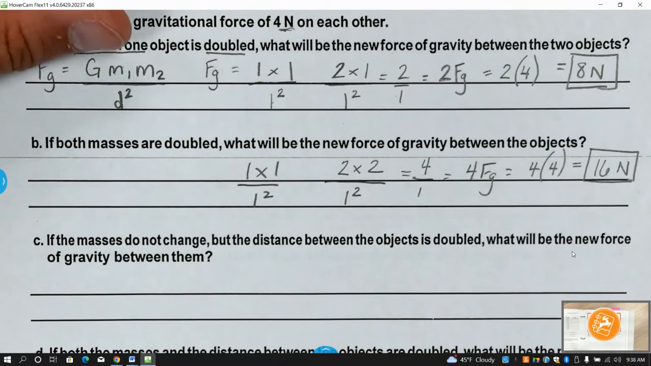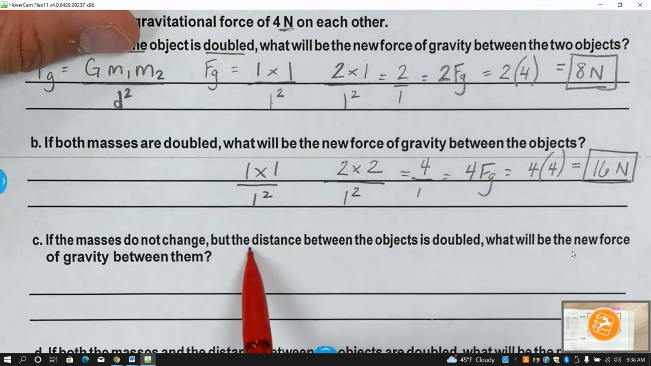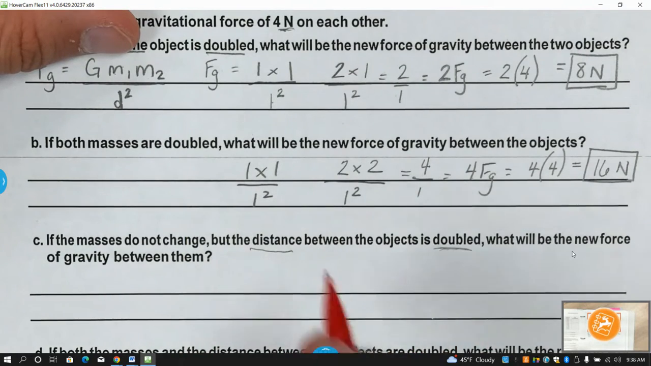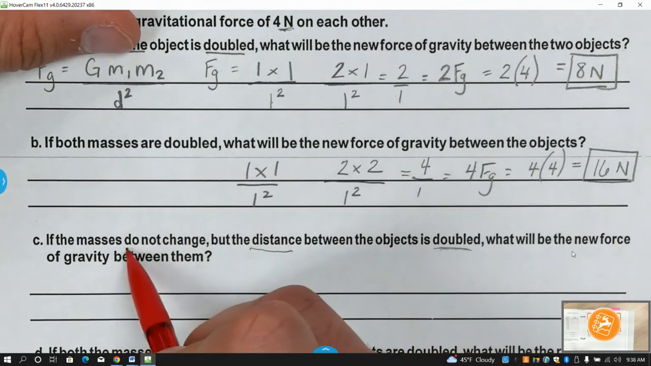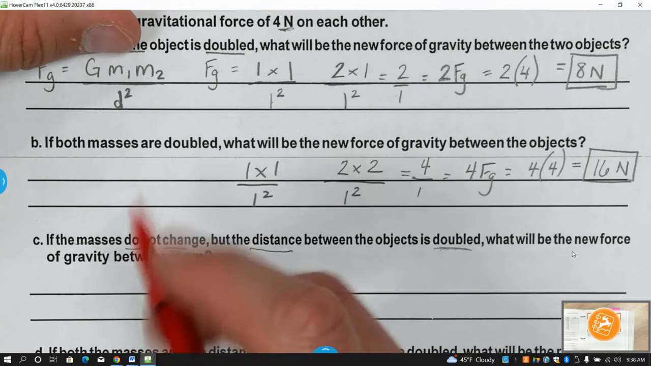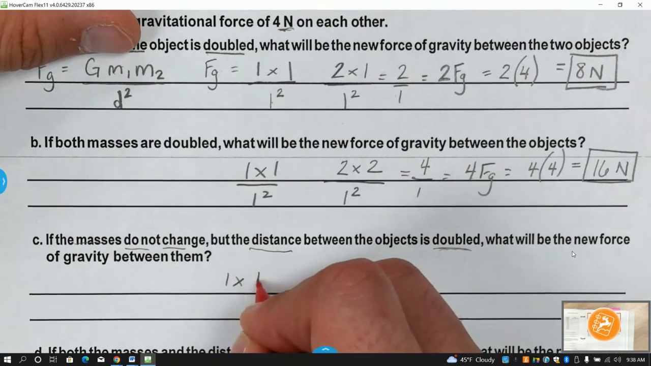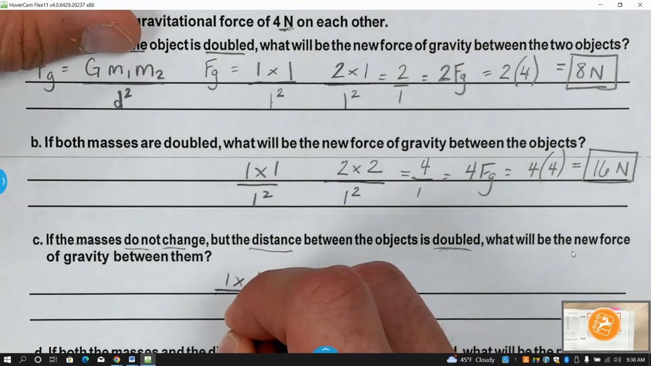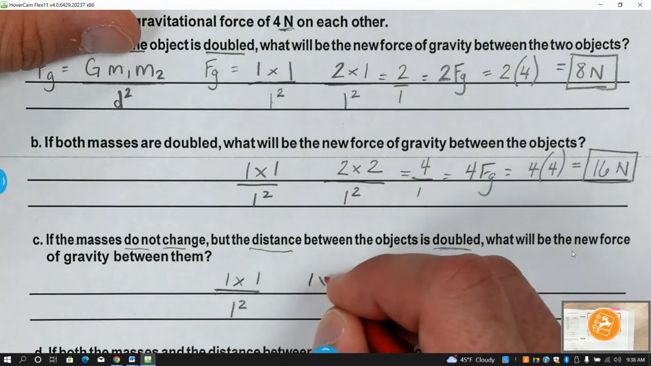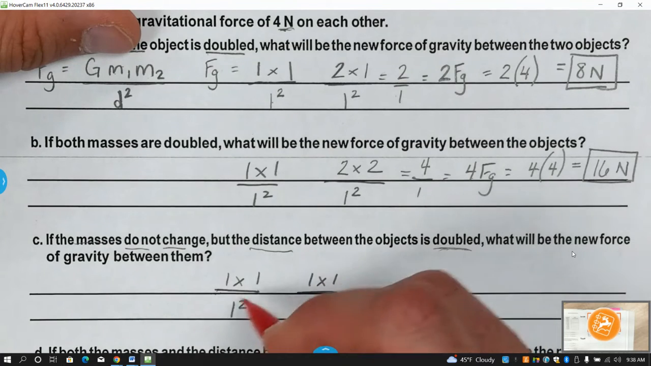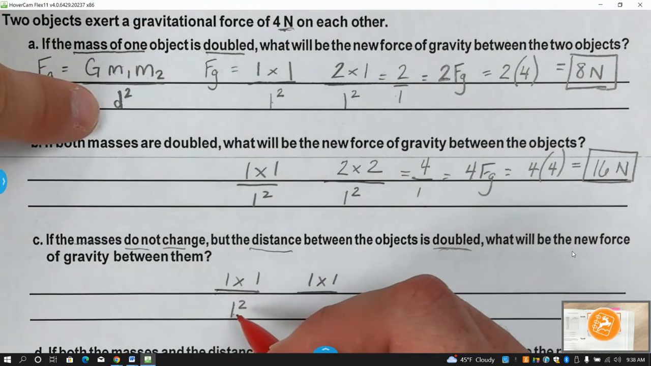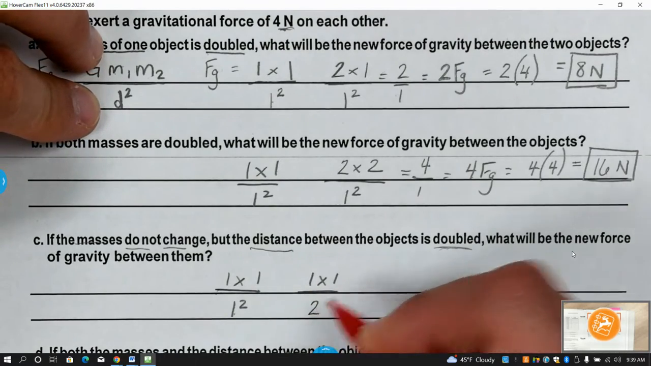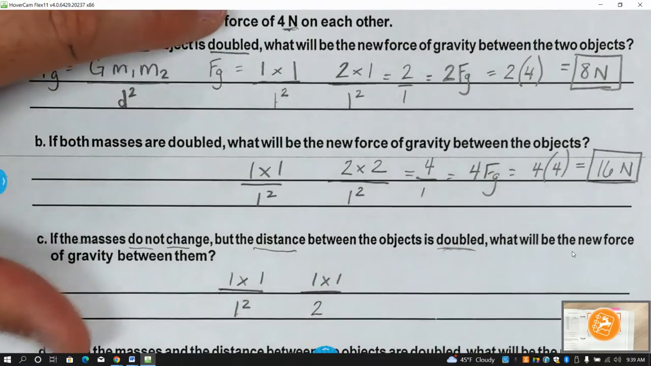If the masses do not change, but the distance between them doubles, what's the new force? Masses do not change, so those stay at 1s. Distance is on the bottom. The distance on the bottom is now going to be doubled, so we have to make that a 2. And then we just work it out.